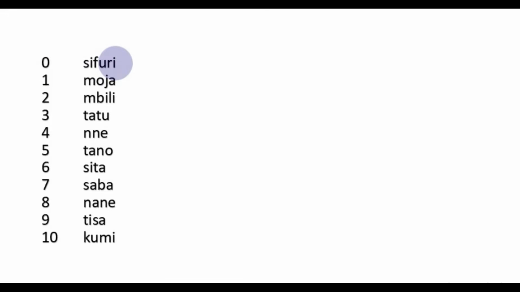0 is sifuri, 1, moja, 2, mbili, 3, tatu, 4, nne, 5, tano, 6, sita.